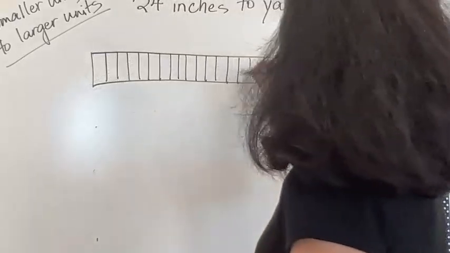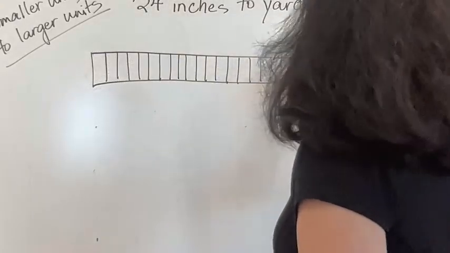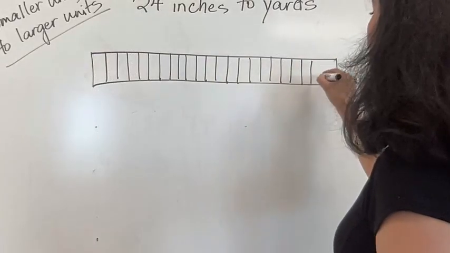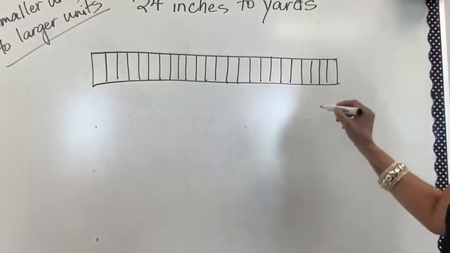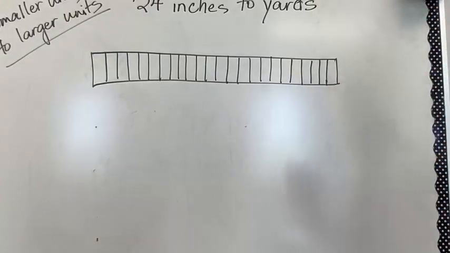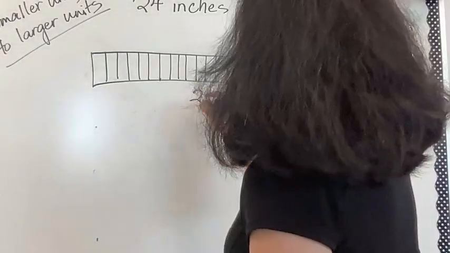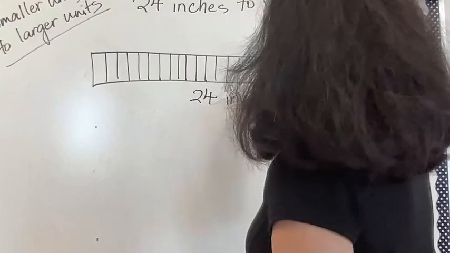with 24 sections. 1, 2, 3, 4, 5, 6, 7, 8, 9, 10, 11, 12, 13, 14, 15, 16, 17, 18, 19, 20, 21, 22, 23, 24. Okay, so I know that this is 24 inches. This whole thing is 24 inches.